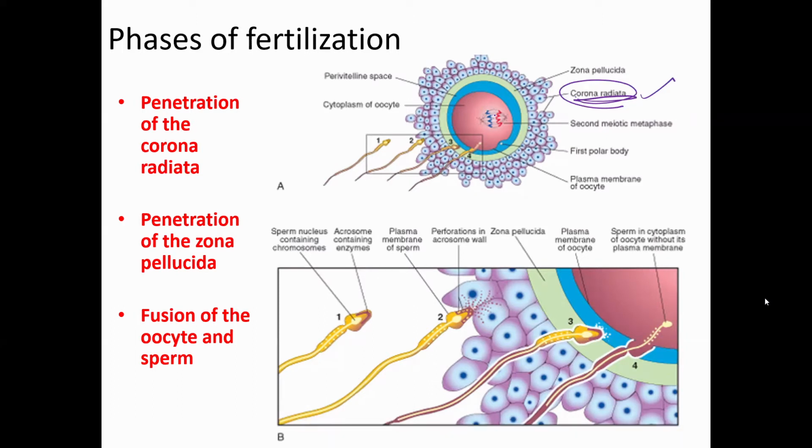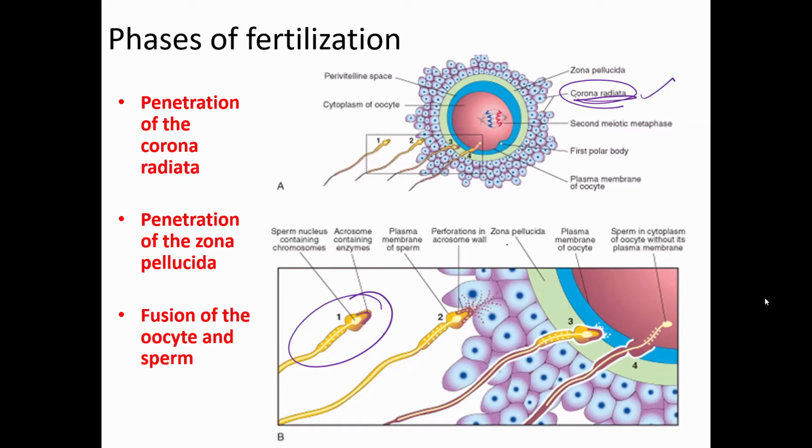For this process, there should be certain changes in the sperm. It should become capable, what we call capacitation. And here you can see in the head of the sperm there are certain acrosomal enzymes.